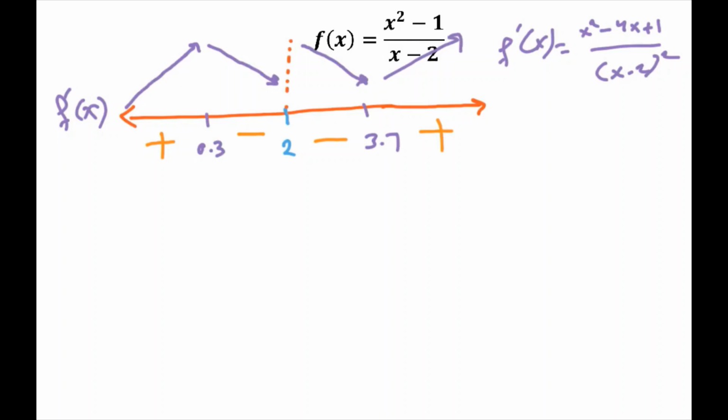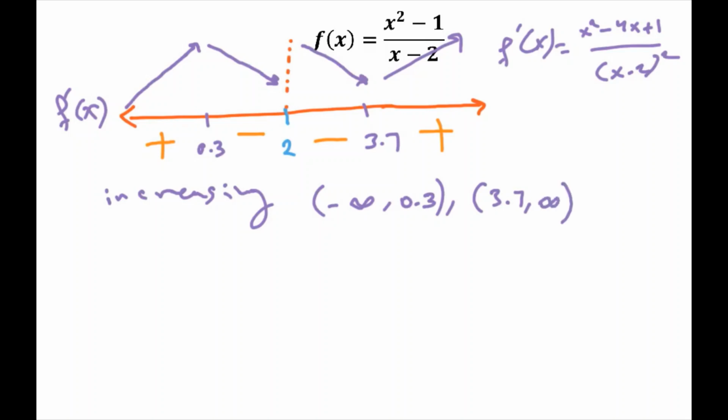So now you can say the intervals of increase, or the function is increasing between negative infinity and 0.3, union 3.7 all the way to infinity. Decreasing from 0.3 to 2 and 2 to 3.7.